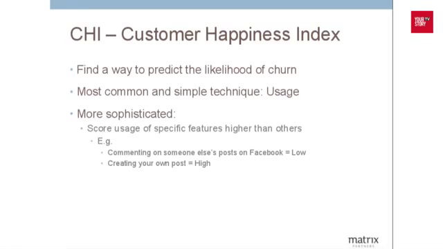So effectively, the simple way that people try to predict this is usage. Are they actually using the app? How often are they logging in? Things like that. But more sophisticated is to recognize that certain features matter more. If somebody logs into Facebook and merely comments on somebody else's post, versus somebody who's logged in and put up their own photographs and posted stuff, this is a much more engaged customer than somebody who simply commented. So you score certain actions higher than other actions.